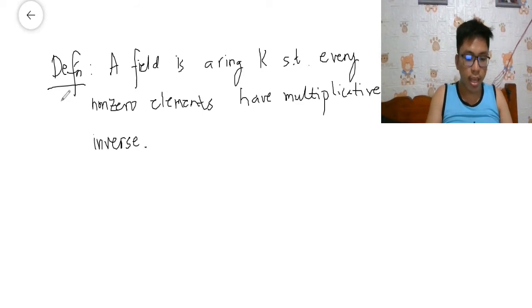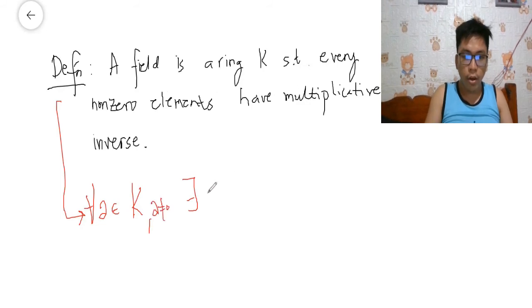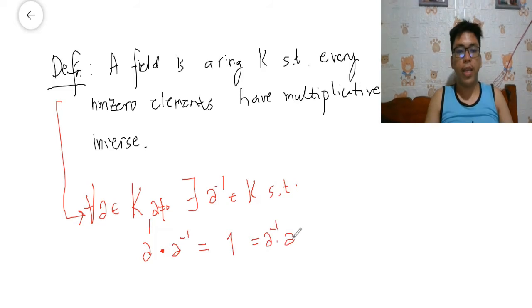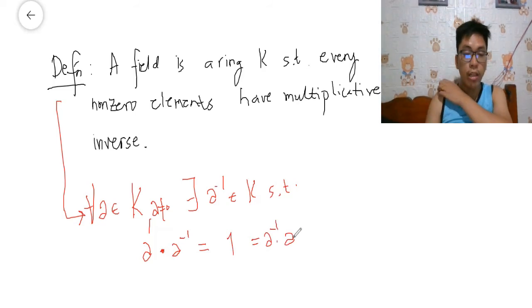Which means to say that for all A in your K, where A is not 0, there always exists an A inverse in K such that A dot A inverse, so that's the multiplicative inverse, is equal to 1. This is the same as A inverse A. So that is the formal definition of what a field is.